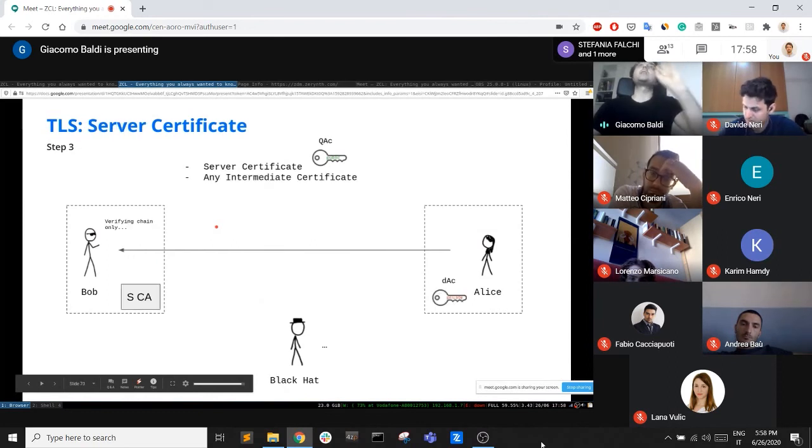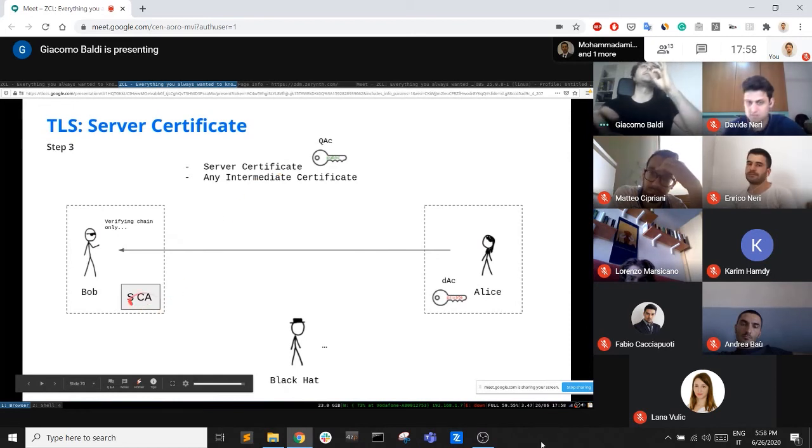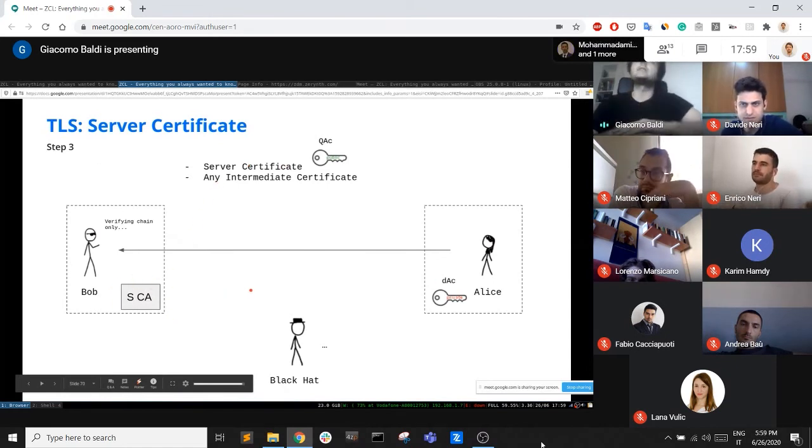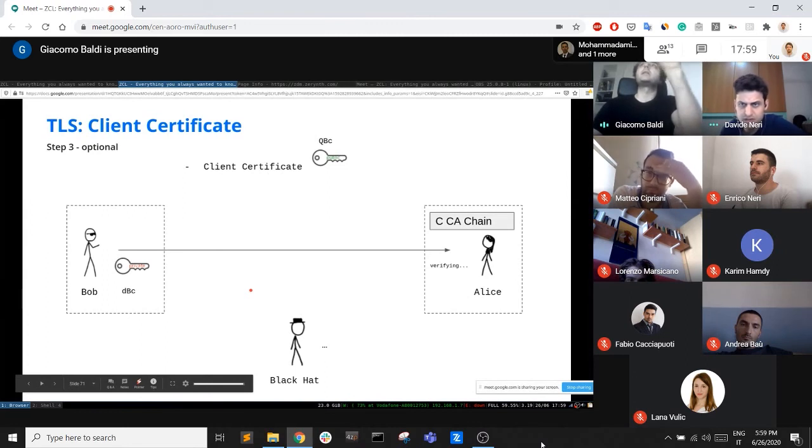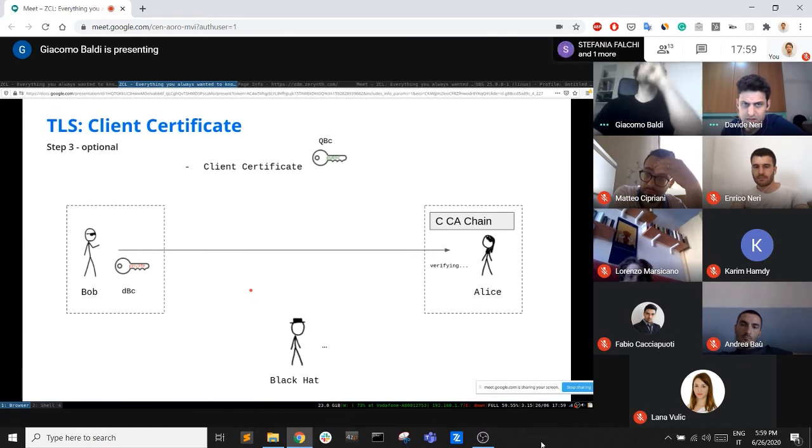Okay. If something here is wrong, or for example, Bob does not trust this thing, or Alice sends a server certificate that is not signed by this stuff here, the TLS protocol ends. This is called the handshake, and the handshake ends with Bob saying, "I don't trust you. Bye." Okay. And again, everything happens in the clear. There is no encryption in these steps. Everything is readable by Alice and by Black Hat. No private keys used to encrypt anything. Okay?